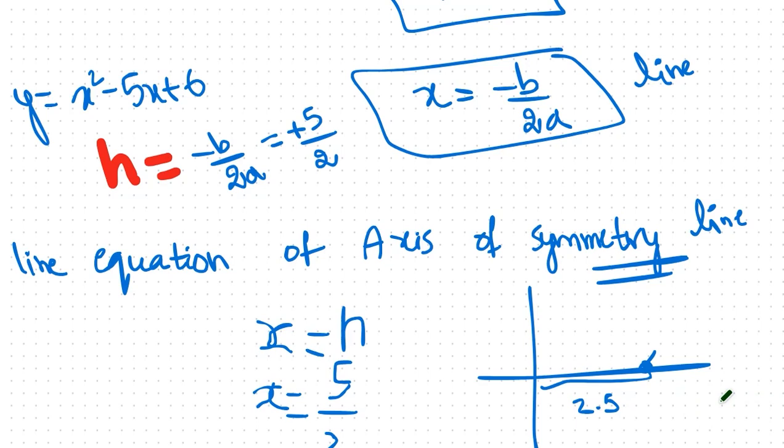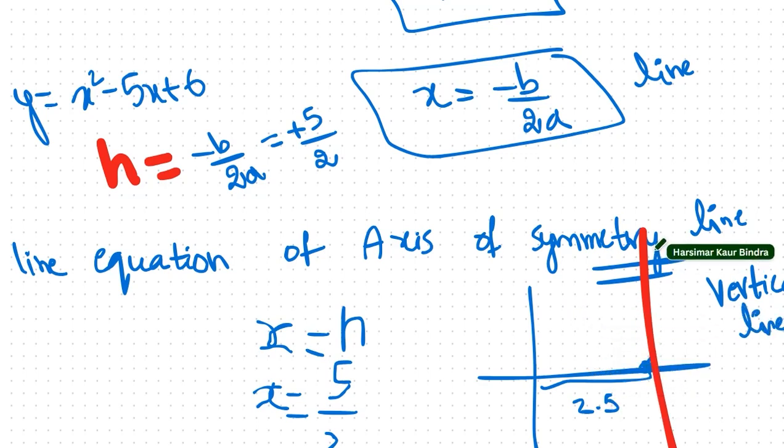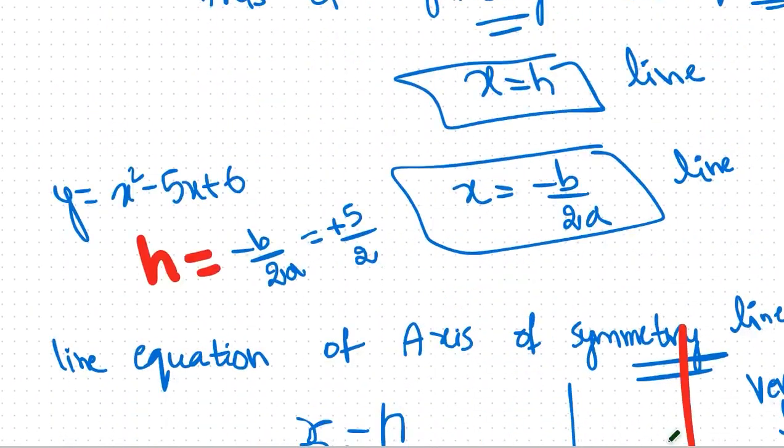Now that you have spotted this point, how do you draw the line? You draw a vertical line. Simple. That is called the axis of symmetry. So from that point, draw a vertical line, I mean perpendicular to the x-axis, or along the y direction. That is what is meant by vertical line. So these features are important.